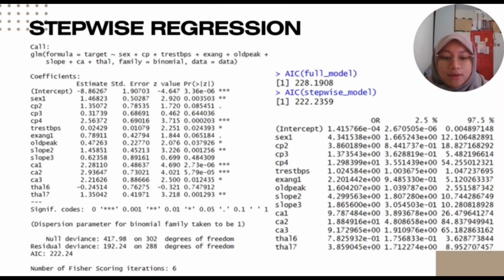From the model summary of stepwise regression, you can see that CP4 and CA2 have the highest coefficient values, which means that they are the most significant predictors. Also, the AIC value decreases from 228 to 222, which means that the model performance has been improved. Next, the odds ratios were obtained by exponentiating the coefficients, and we can also see that CP4 and CA2 have the highest odds ratio values.